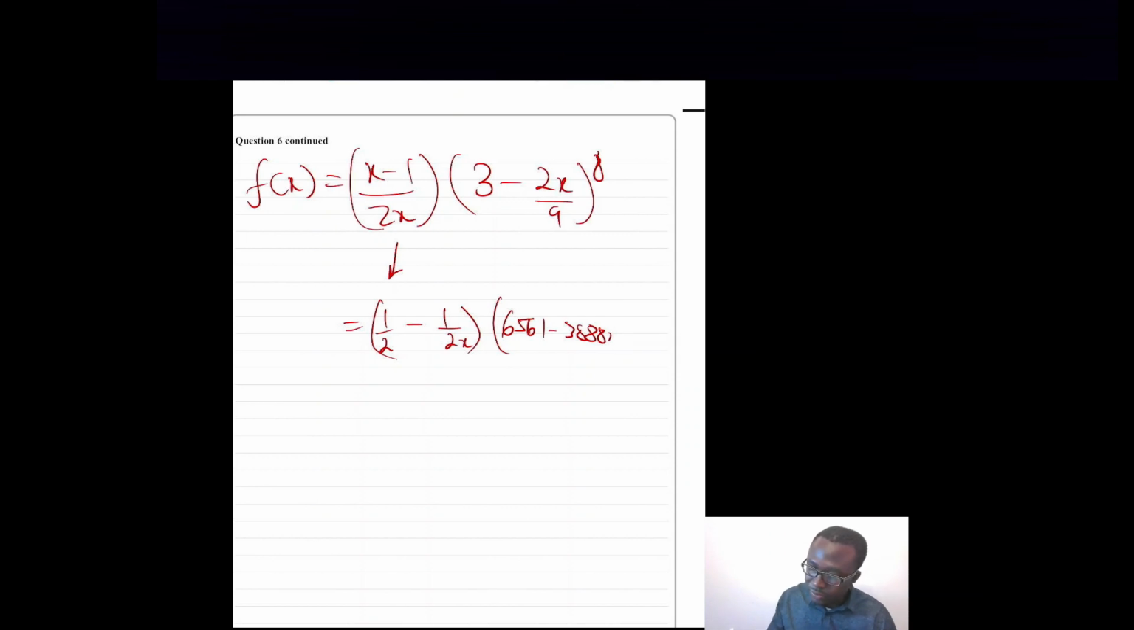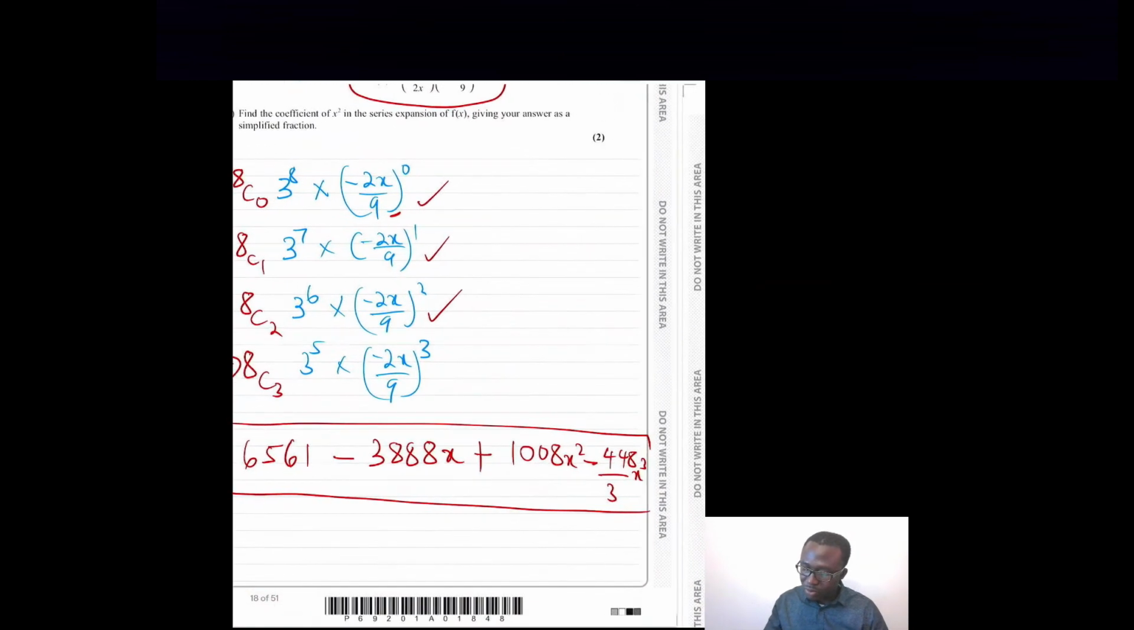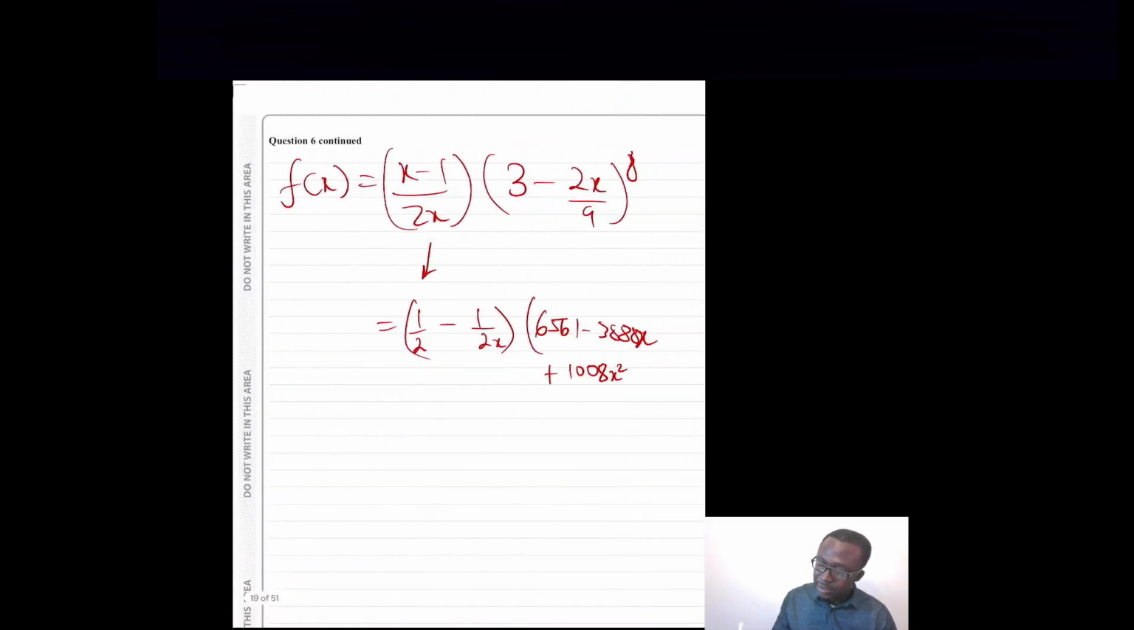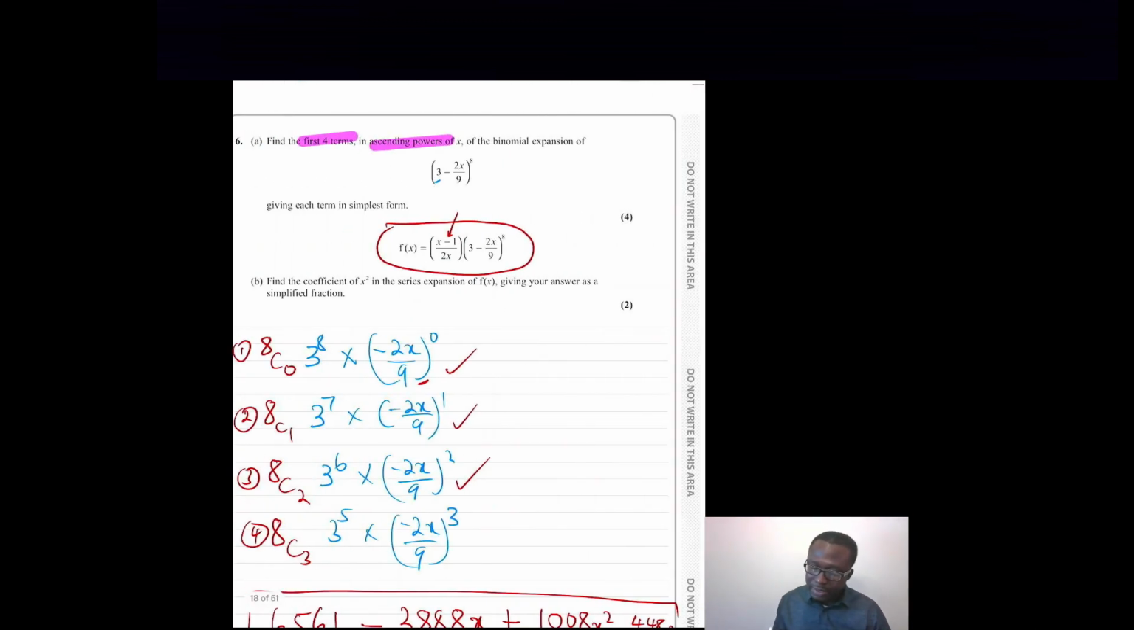So I'll try and write it somewhere else so that it is visible. Okay, so bear with me. So we got add 1008x squared, and then we've got minus 448 over 3x cubed.